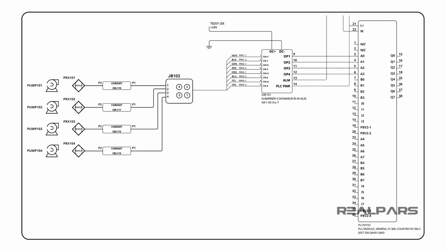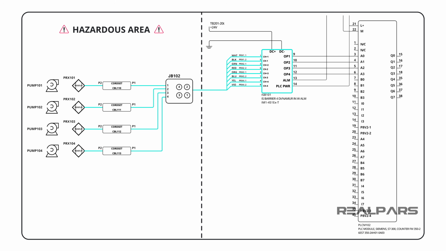Let's take a look at a real-world example. There are 4 Namur proximity sensors used to measure the shaft speed on 4 separate chemical pumps. The pumps are located in a hazardous area. Therefore, typical proximity or speed sensors are not suitable. The current output of each Namur proximity sensor is detected by an intrinsically safe barrier converter that provides a square wave pulse train to a Siemens PLC counter module.